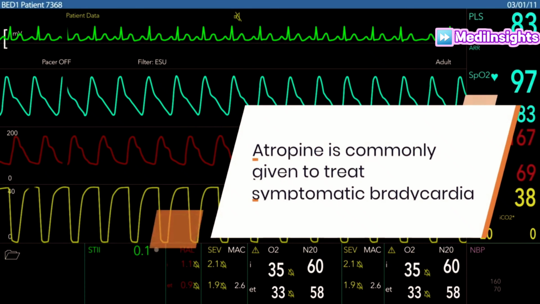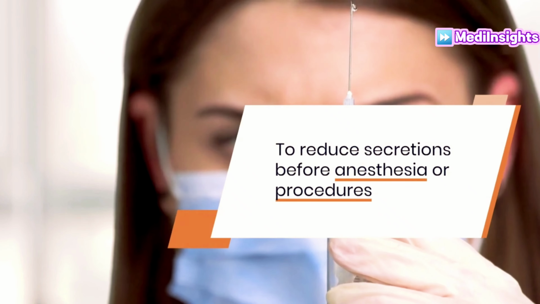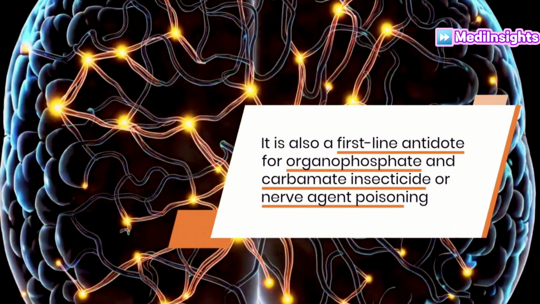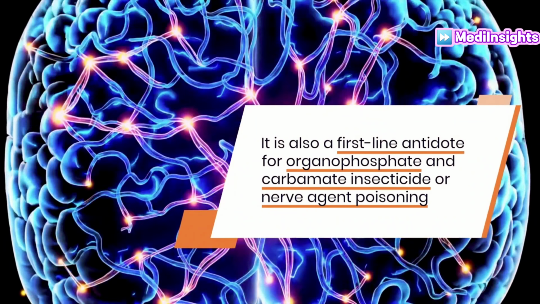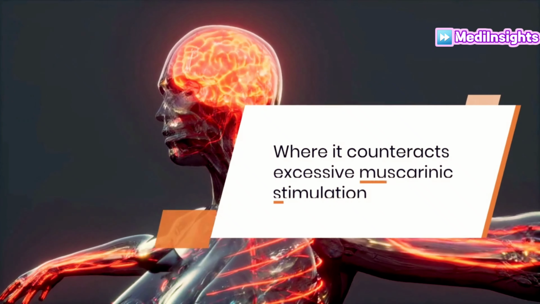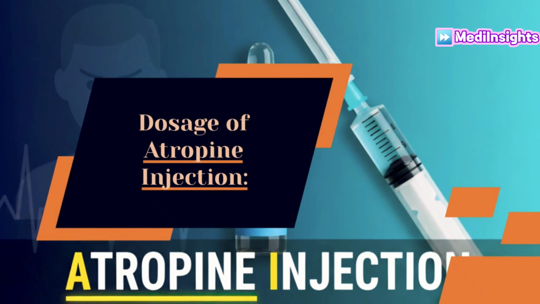Atropine is commonly given to treat symptomatic bradycardia and to reduce secretions before anesthesia or procedures. It is also a first-line antidote for organophosphate and carbamate insecticide or nerve agent poisoning, where it counteracts excessive muscarinic stimulation. Next, dosage of atropine injection.